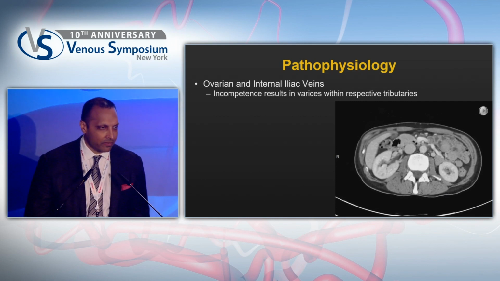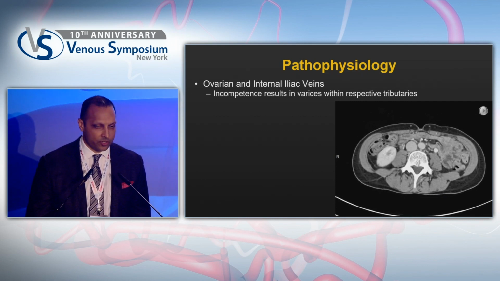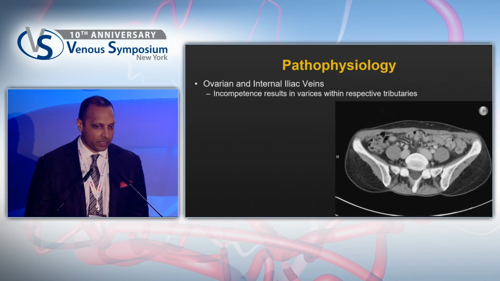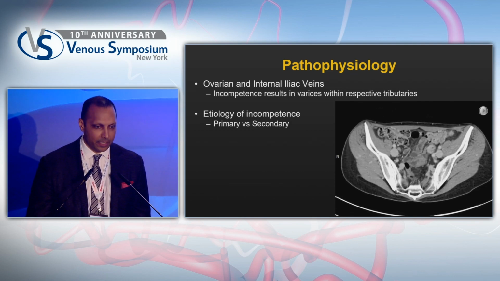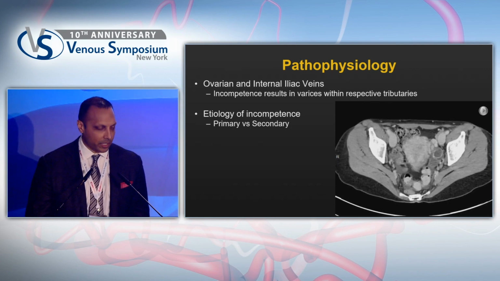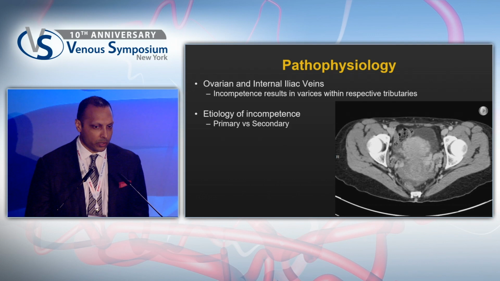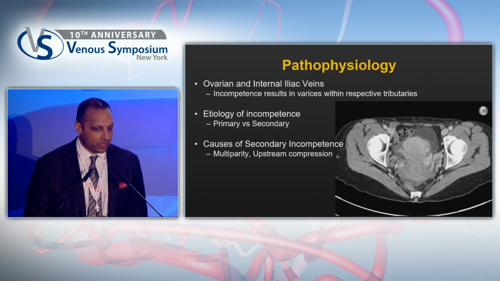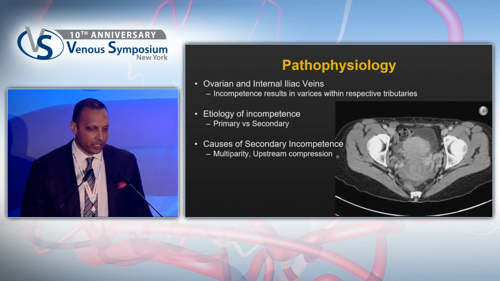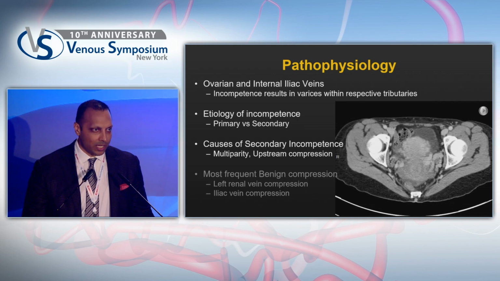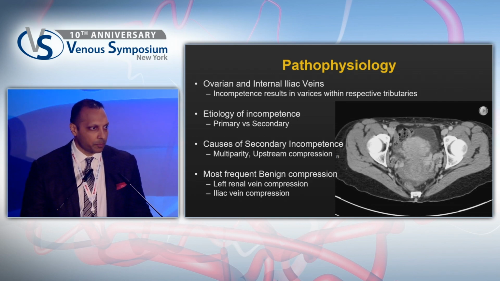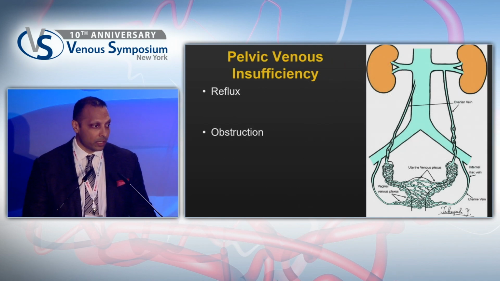I think we think of this as other venous problems. There's insufficiency, and the incompetence then results in varices within respective tributaries that then result in pain. The etiology of the incompetence can be primary or secondary. This is well established within the understanding of lower extremity venous insufficiency. The causes of secondary incompetence in this particular pathology can be unique, partly due to the female gender, but also because of upstream compression. The most common upstream compressions are, just as we mentioned, the left renal vein or the iliac vein compression. And if, say, in this patient who had no specific compression but has a large dilated ovarian vein on the left and large pelvic varices, this may be strictly related to a reflux component.